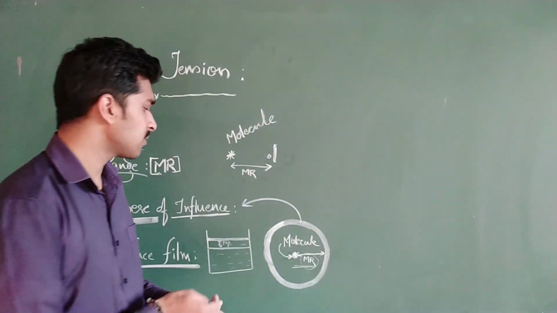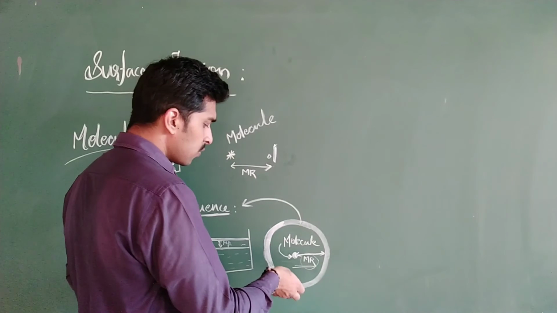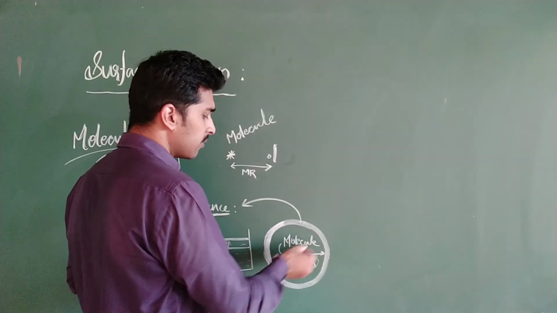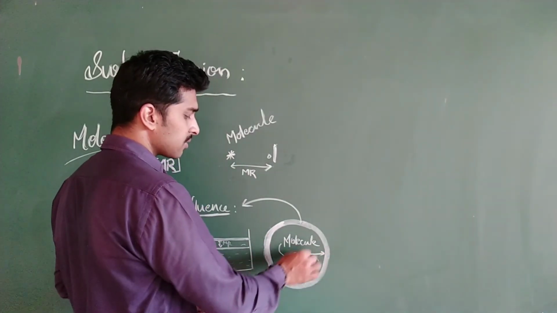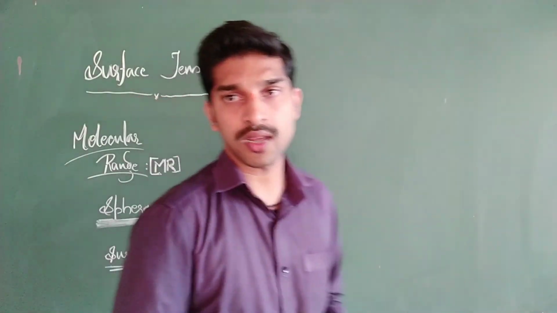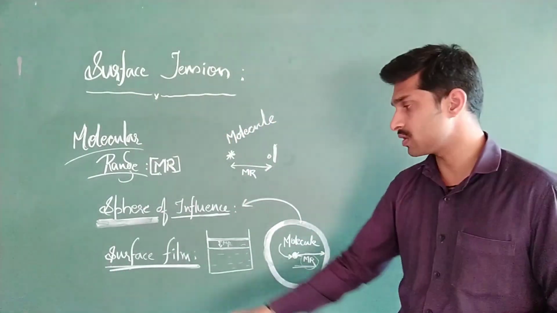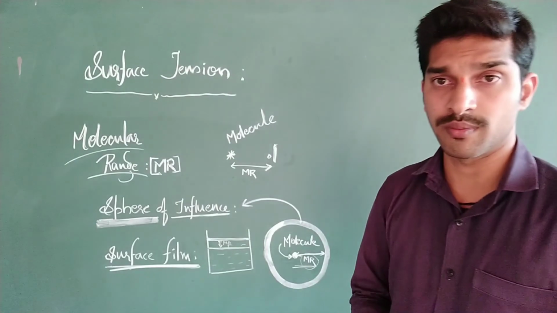Next, sphere of influence we had discussed. Sphere of influence is basically a sphere whose center is a molecule, and the radius of the sphere is the molecular range. And finally we discussed what we mean by surface film.